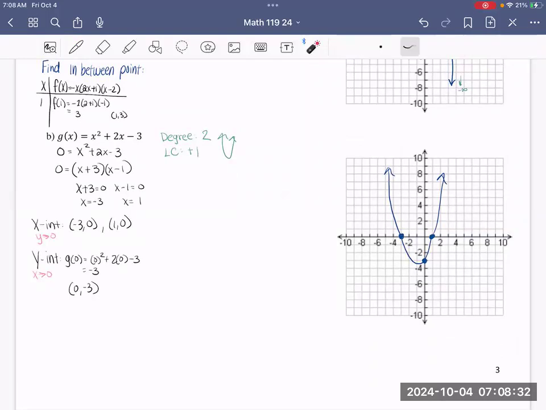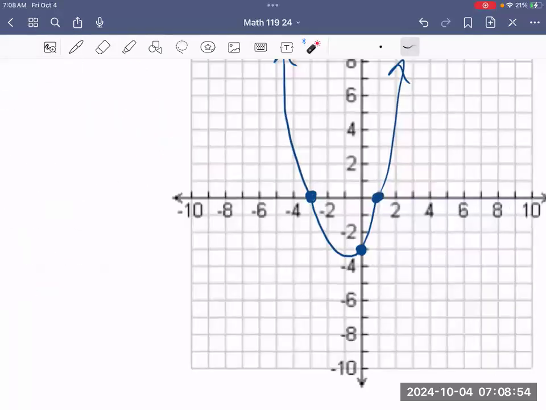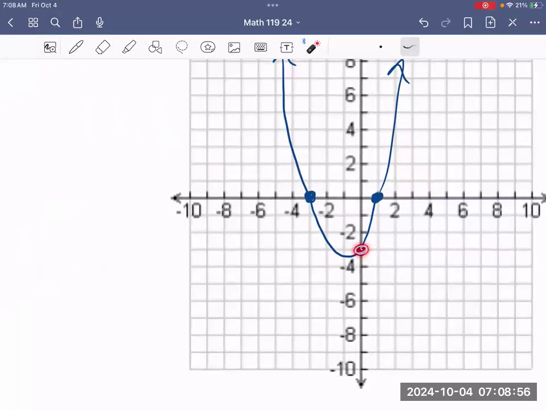Now, because this is a quadratic, you could also apply what you know about your quadratic functions. So you could still find your vertex if you'd like. You could always find some of your other points as well. So definitely use what you know in your arsenal when it comes to graphing quadratics. For us, you didn't need to, like I just asked for one in between point.